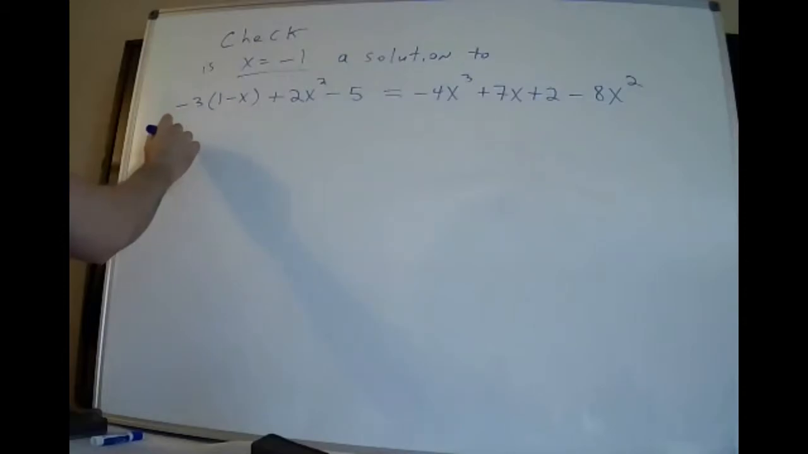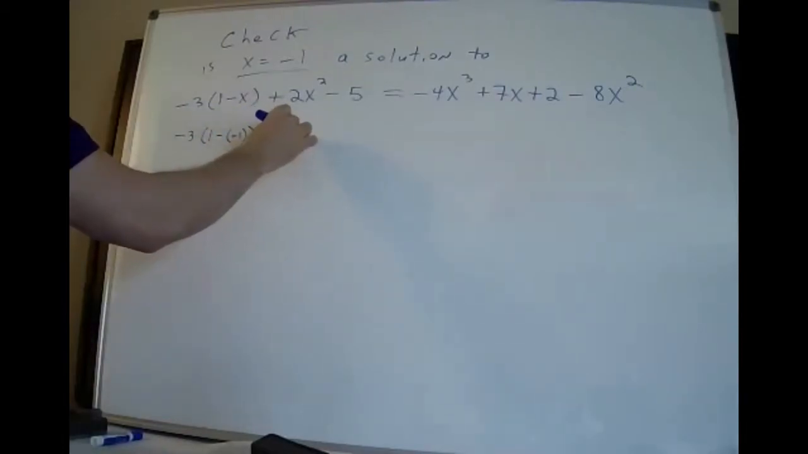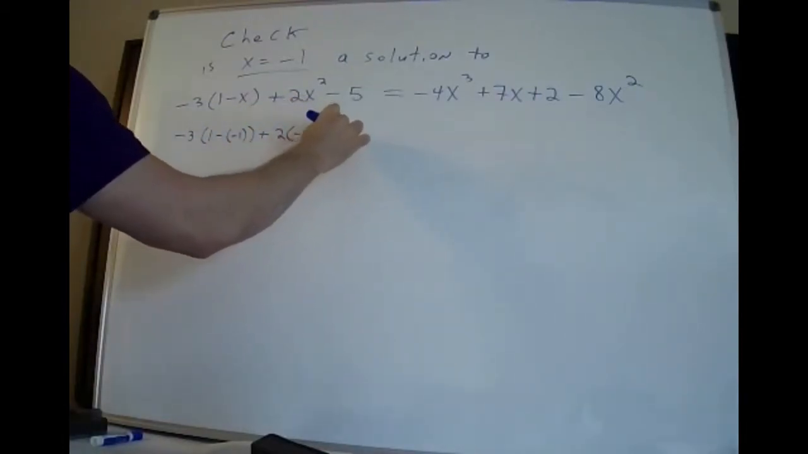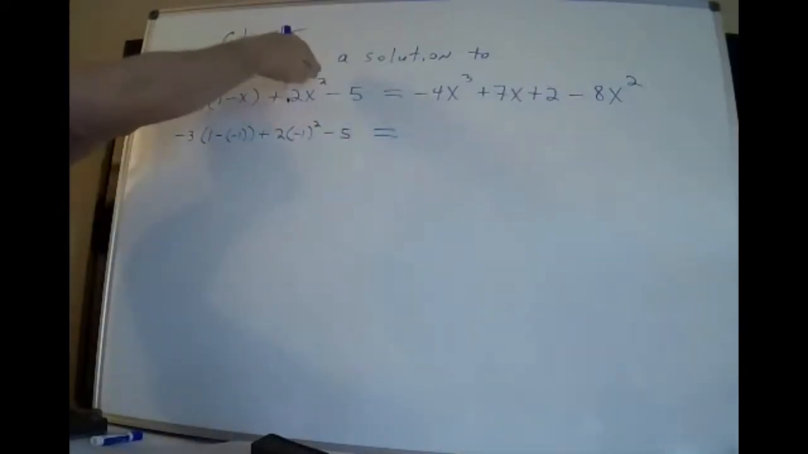So first I'm going to take -1, and I'm going to put it everywhere that I see X. Now I need to do it to both sides, but I'm going to work one side at a time. I'm going to keep my equal there, and I'm going to go down.